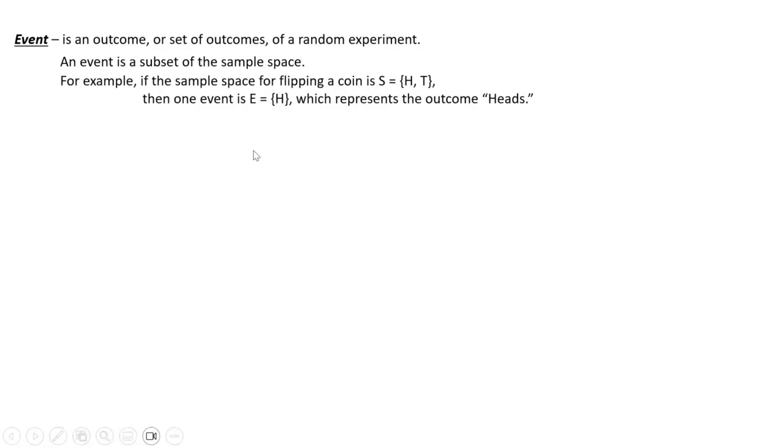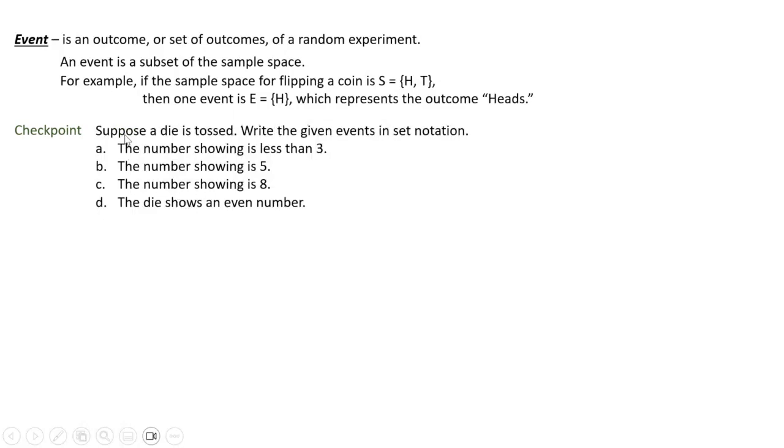Okay, now an event is an outcome or a set of outcomes of a random experiment. Here's what I mean. An event is a subset of a sample space. For example, if the sample space of flipping a coin is heads or tails, right? Then one event is the event that heads shows up.